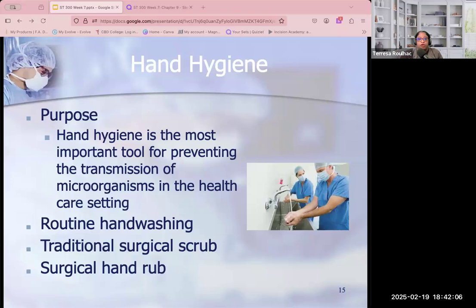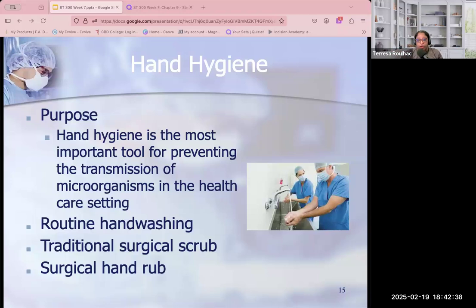It is performed before patient contact or after touching potentially contaminated surfaces. We do a traditional surgical scrub. This is a thorough hand and forearm cleaning process using antiseptic soap, scrubbing for several minutes, and it is done before any surgical procedure to reduce the microbial load on the hand. You hear me saying reduce, right? Again, skin cannot be sterilized.